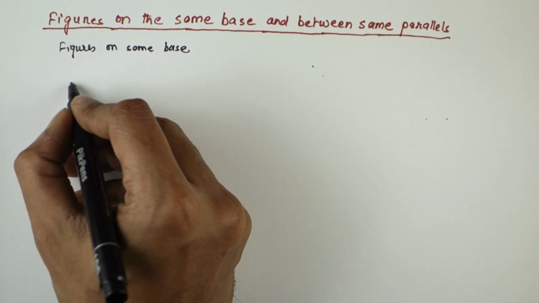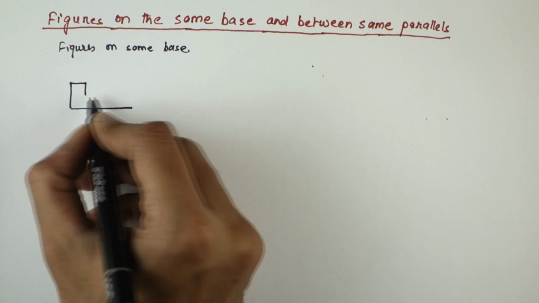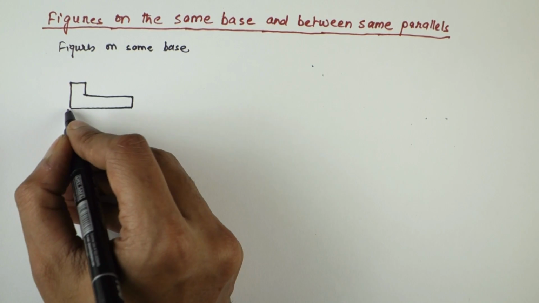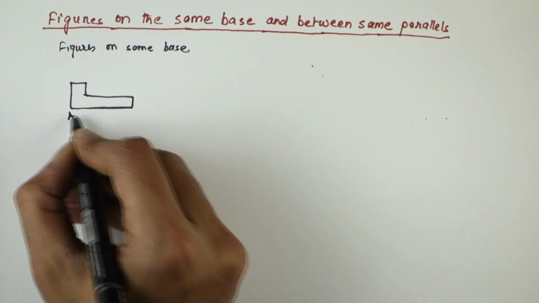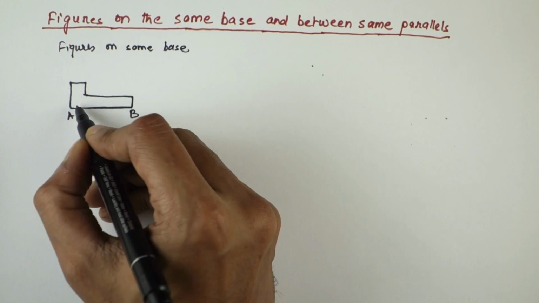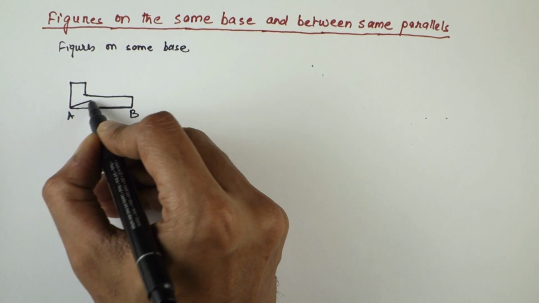So this is a figure. Any figure. Let's say this is one figure, and this is the base. This line segment AB is the base of this figure. And using the same base, we can draw another figure.